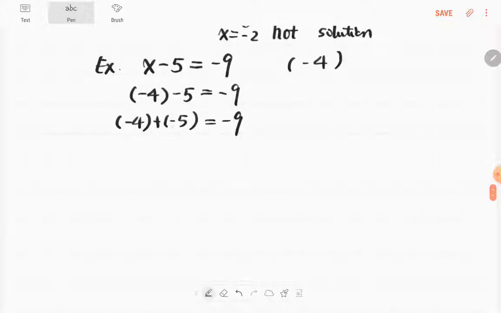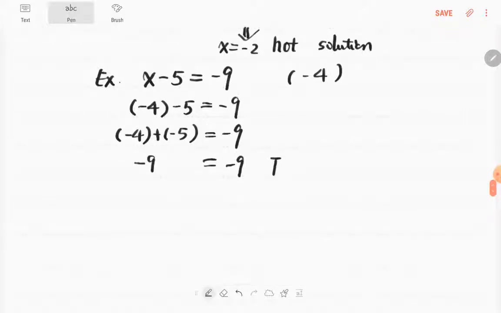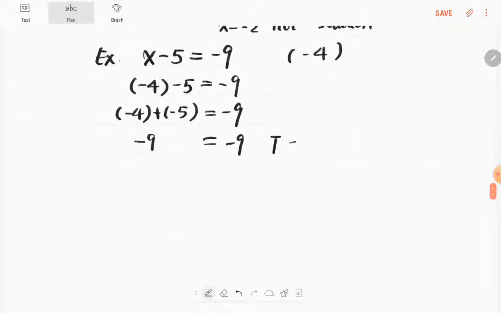Okay, so we only need to do the addition. -4 and -5, they both have negative signs. So -4 plus -5, we take the sum of two absolute values. So that's -9 equals -9. Alright, now we check the statement. It is true. Obviously, it's true. Left side equals right side. Then we can get the conclusion: -4 is a solution. Okay, it's true. Then it's a solution.